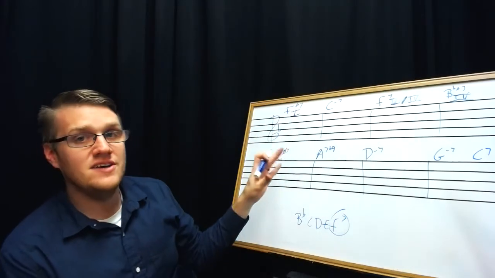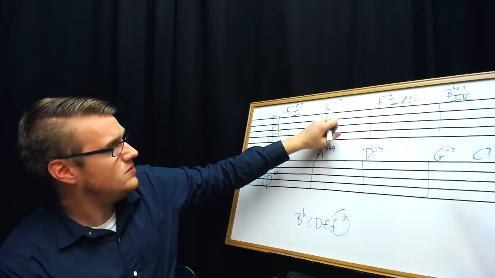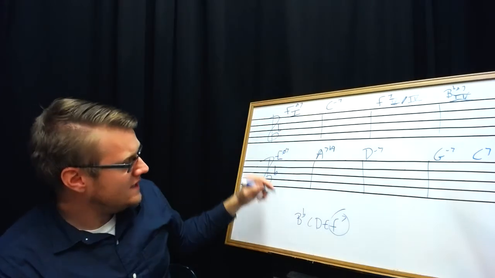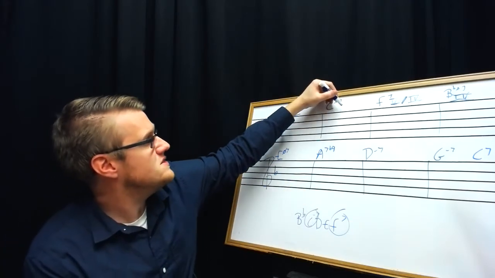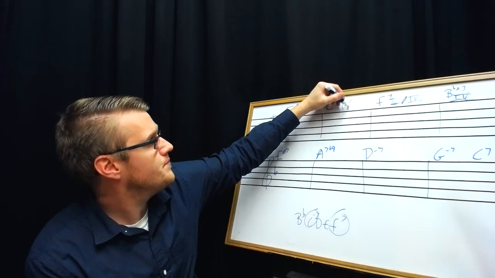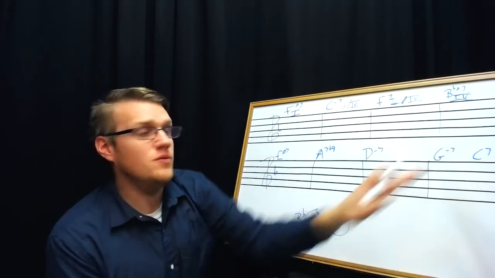Now, the secondary 2/5 adds the 2 chord. So now check this one out. C minor 7 is the 2 chord in the key of B flat. So this is the 2 of 4. So we have the 2 of 4, 5 of 4 to the 4 chord.